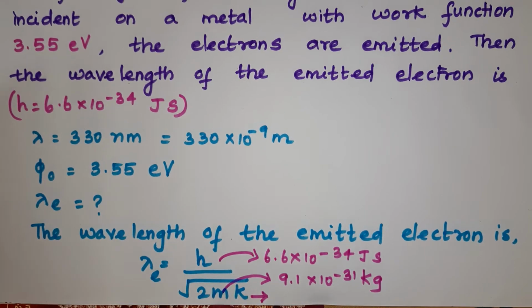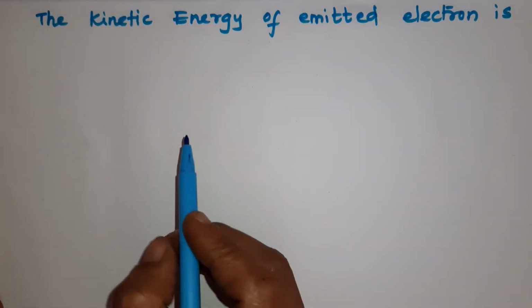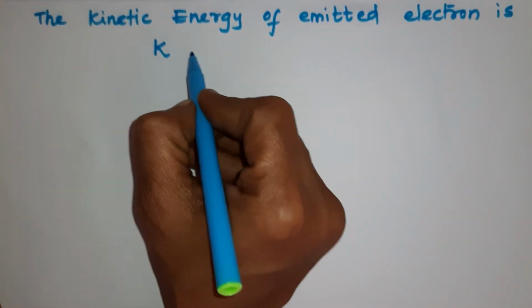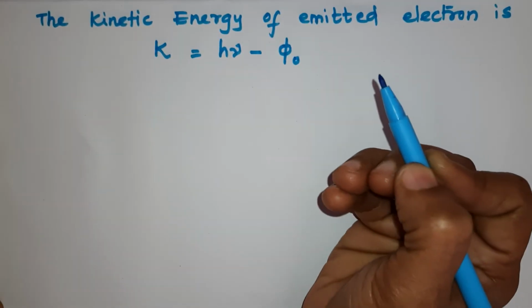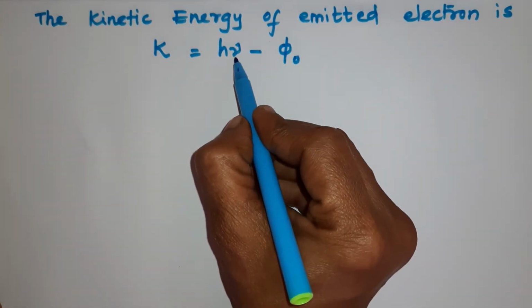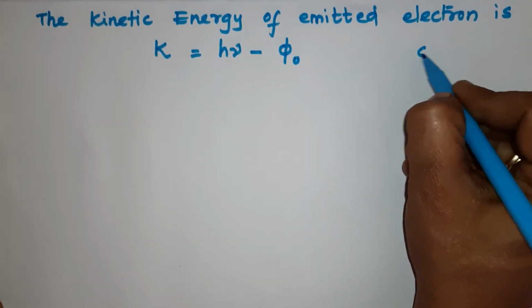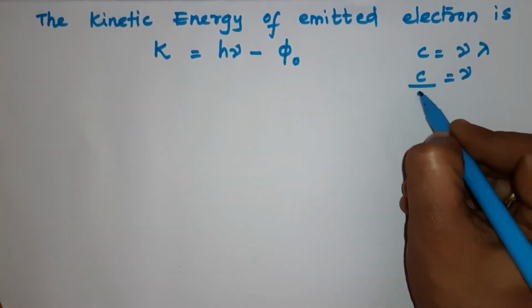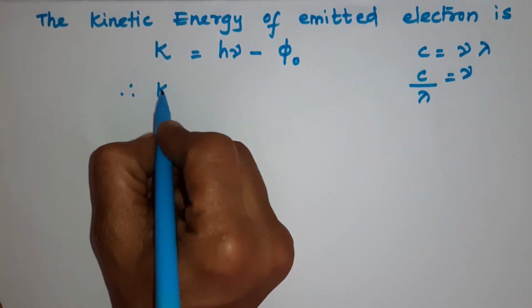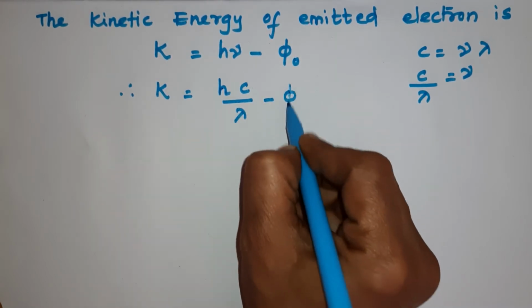We have to find what that kinetic energy is. Using this relation, we can find it. The kinetic energy of the emitted electron is K equal to h nu minus phi naught. Here in the question, the wavelength is given, so we can change nu in terms of wavelength. We have c equal to nu lambda, so nu is equal to c by lambda. Therefore, the kinetic energy is equal to h into c divided by lambda minus phi naught.